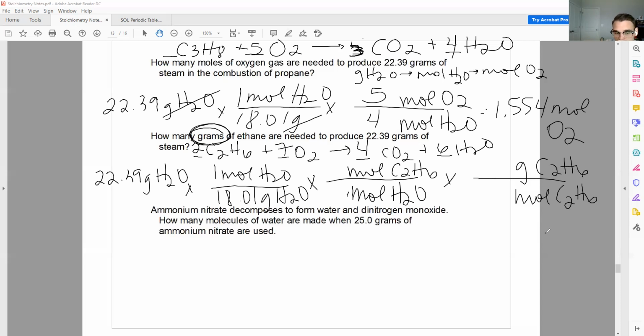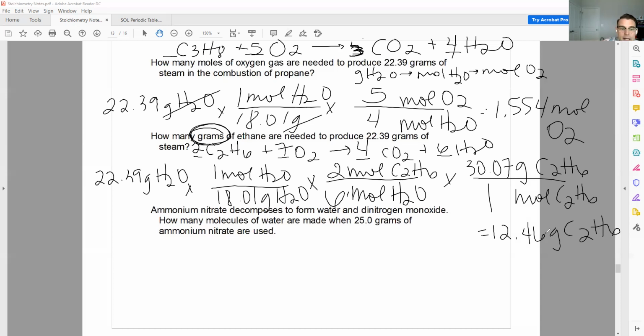So we'll go back and put in our mole ratio, 6 moles of water, 2 moles of ethane, 1 mole of ethane. It's going to be 30.07 grams. That's just the molar mass. And my final answer, again, with the correct number of sig figs, 12.46 grams C2H6.